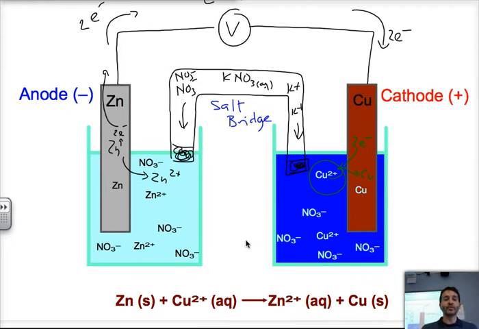So we see that now we have the overall reaction taking place. The zinc is giving off its electrons. The electrons are traveling through the wire.